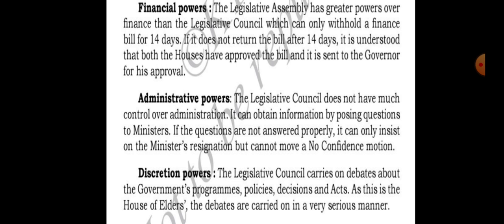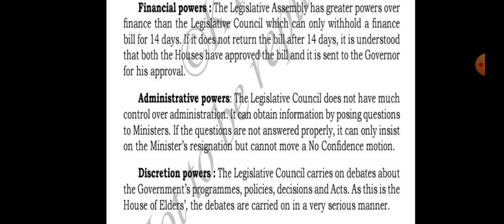What are the other discretionary powers of the Legislative Council? It carries on debates about the government's programs, policies, decisions and acts. So recently there was a discussion in our Vidhana Parishad 2 days before about the opening of the school, or to once again reinforce the Vidyagama program, or they also suggested that 10th standard and 12th standards can be started on the shift system. All that you might have observed on the television. That is the meaning here.